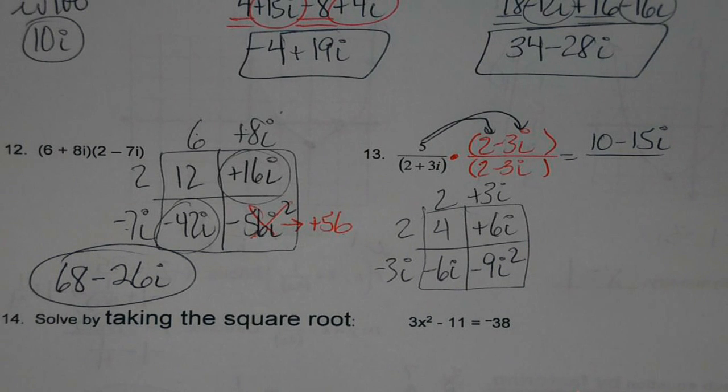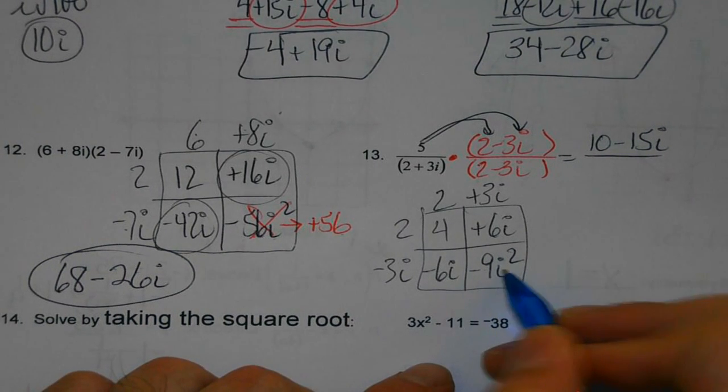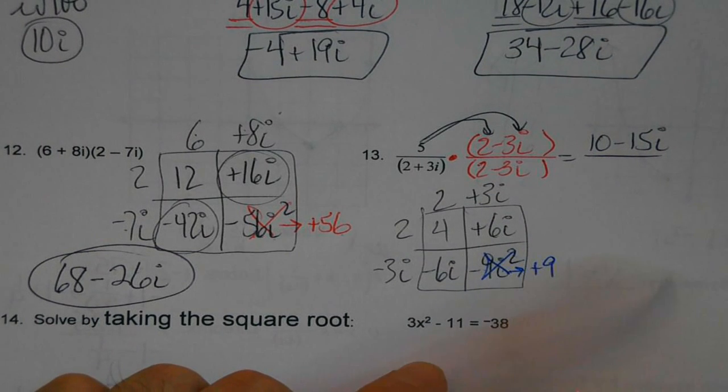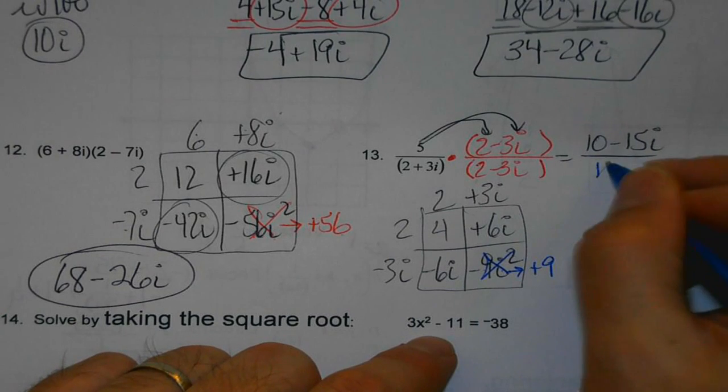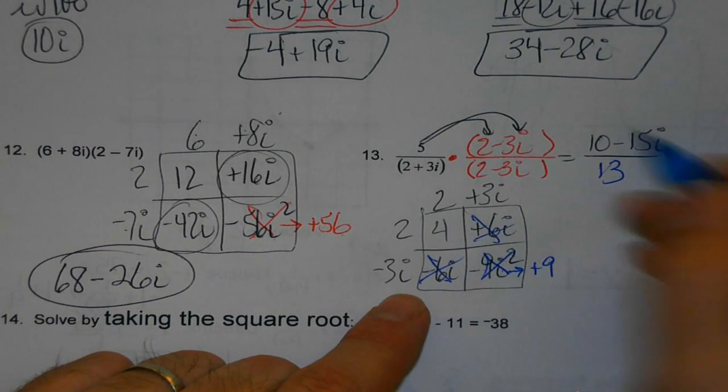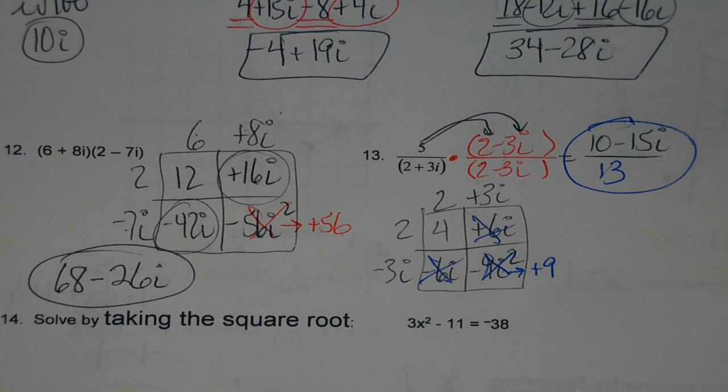So let's see what we got here. -9 times -1 is +9. 4 plus 9 is 13. 6i minus 6i just cancels. As far as I can go. Okay, no i's in the denominator. If you do something and there's still i's down there, you've done something wrong. You did something wrong. I shouldn't speak incorrectly. I'm a teacher.